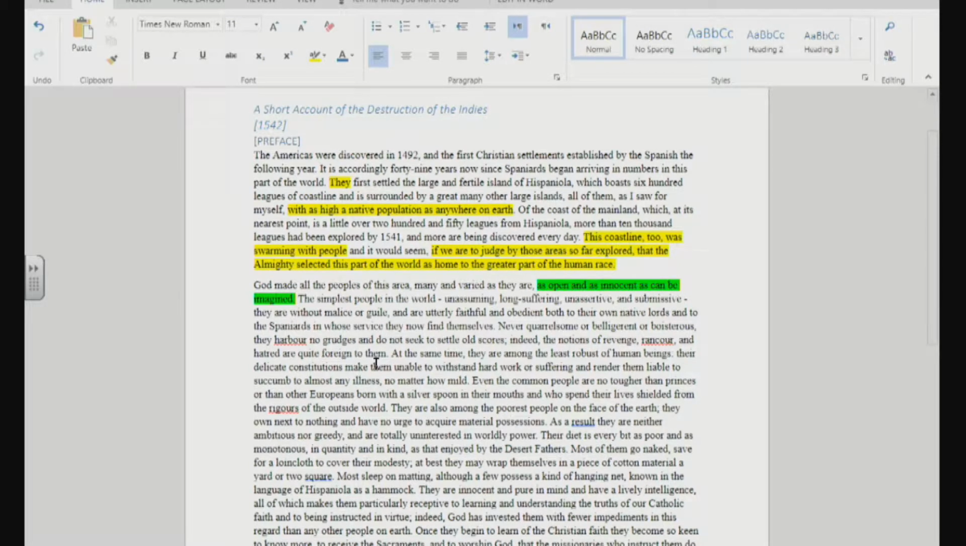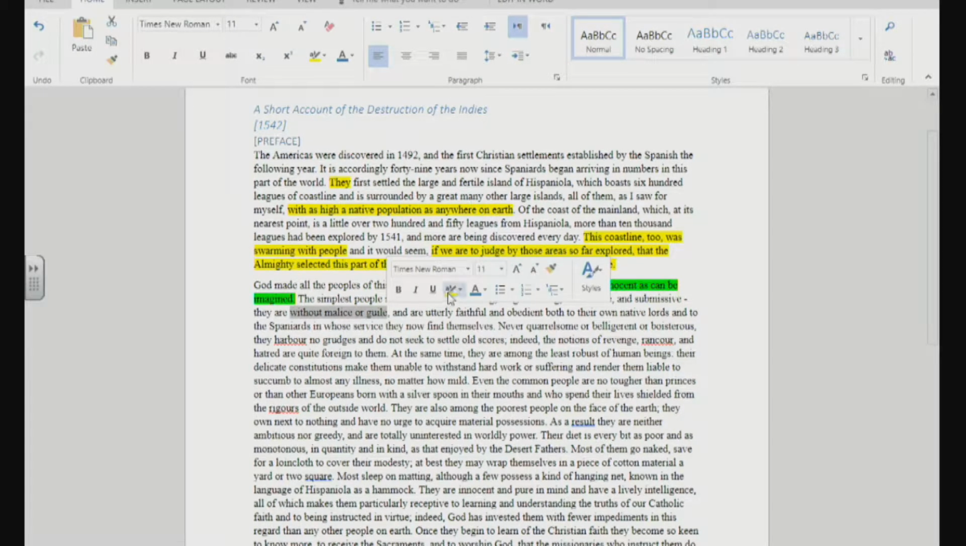And I think that that's not just an opinion. That's something that he wants us to know because he's going to tell us something about it later in the letter. The simplest people in the world, unassuming, long-suffering, unassertive, and submissive, they are without malice or guile, right? Without malice or guile.